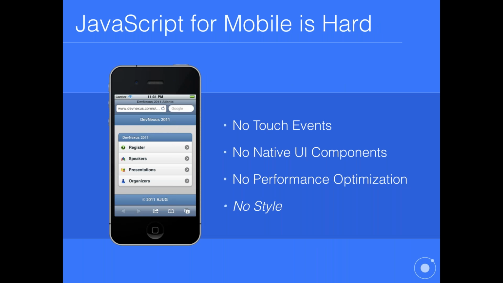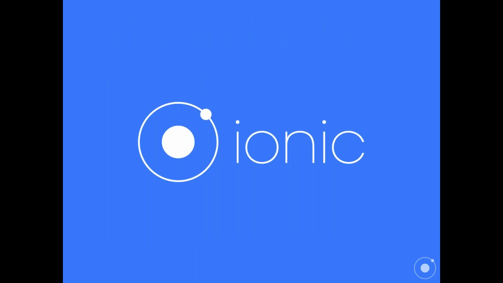But even with all of this, JavaScript for mobile is still really quite hard. We still have a pretty big problem here. Out of the box, when we do hybrid app development, we don't get performant touch events. There are no native UI components, no performance optimization for mobile out of the box, and a huge thing that I want to draw your attention to is no style. When we look at just plain old JavaScript to build hybrid apps, we have a completely blank slate, nothing that looks like mobile and performs like mobile right out of the box.